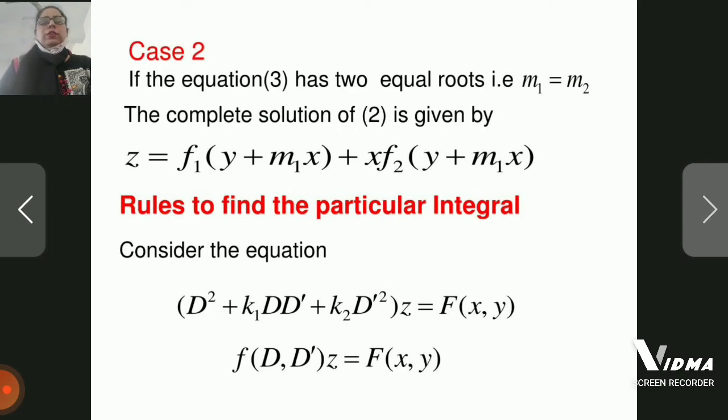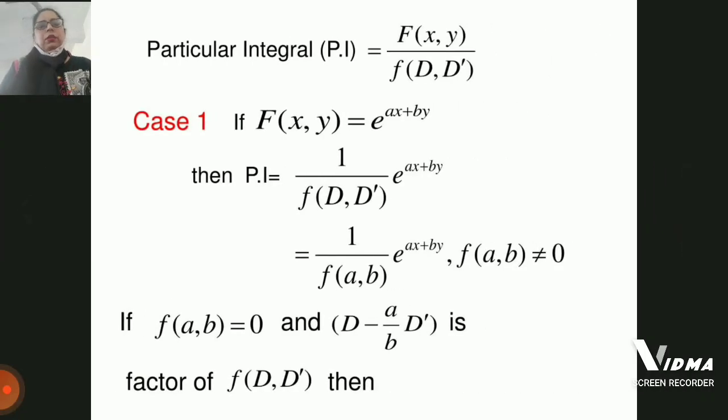Now we talk about the rules to find the particular integral. First of all, consider the equation. The differential equation is (D² + k1 DD' + k2 D'²) z = F(x,y), that means f(D,D') z = F(x,y). Then the particular integral is F(x,y) divided by f(D,D').